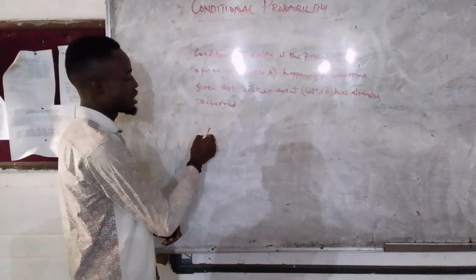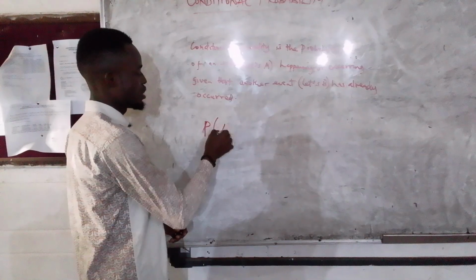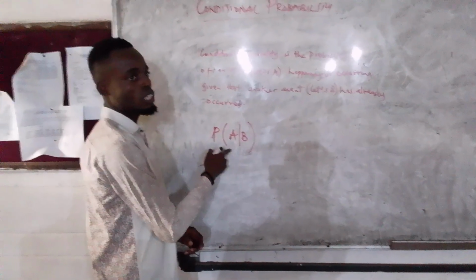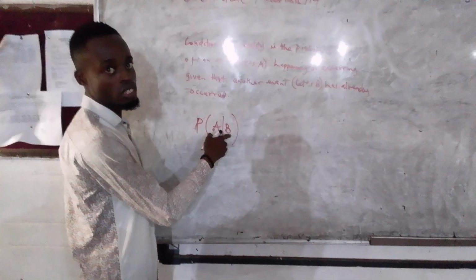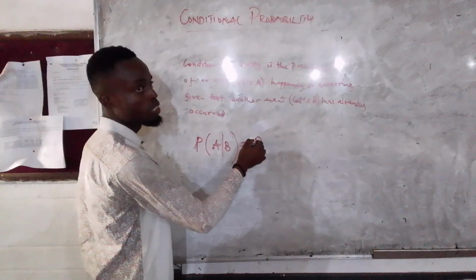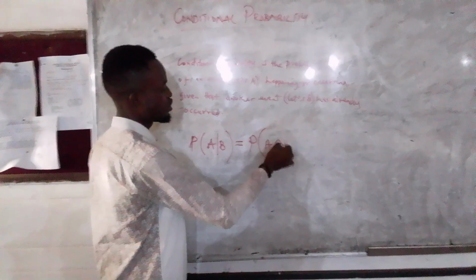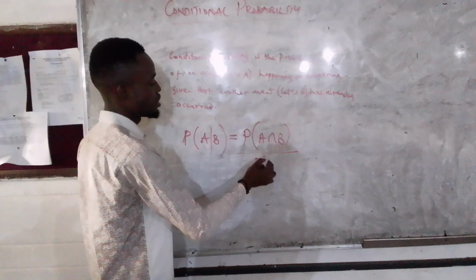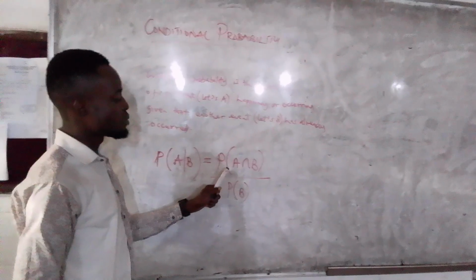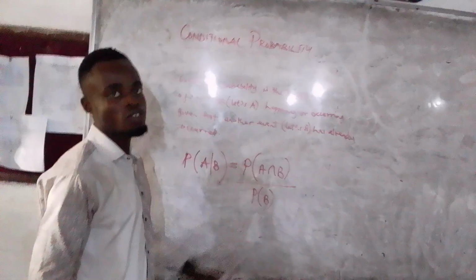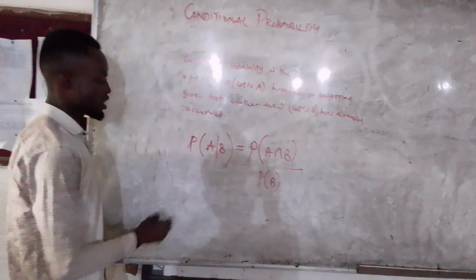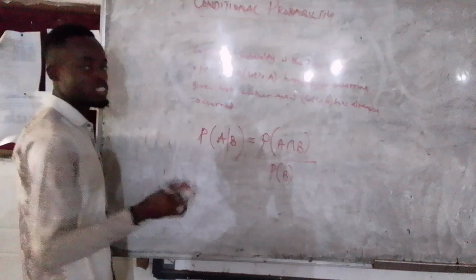Now it is written mathematically as P(A|B). So what does that imply? It implies that the probability of A occurring, given that B has already occurred, is equal to P(A intersection B) all over P(B), meaning the probability of the intersection of A and B over the probability of B. Now let's have a question here for us to get this clearly.